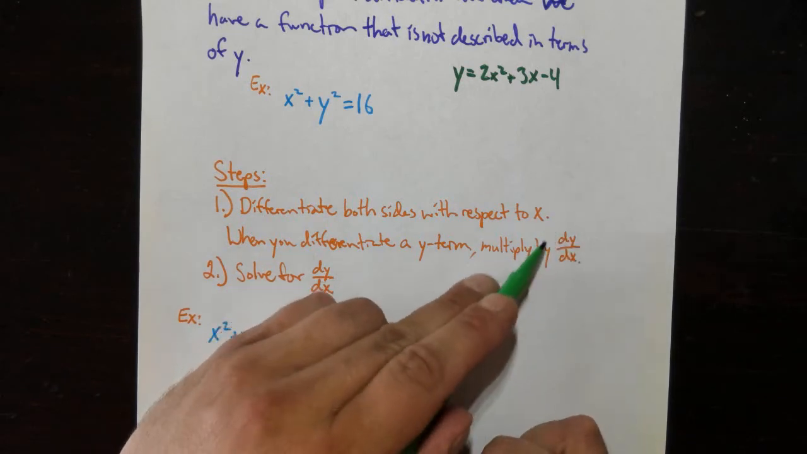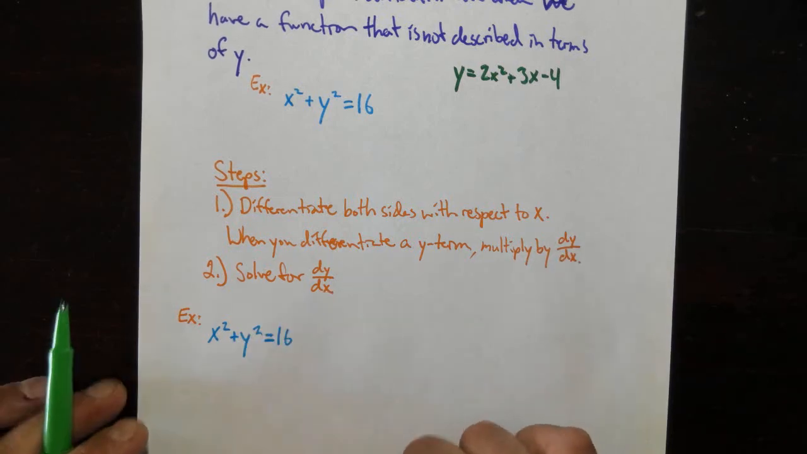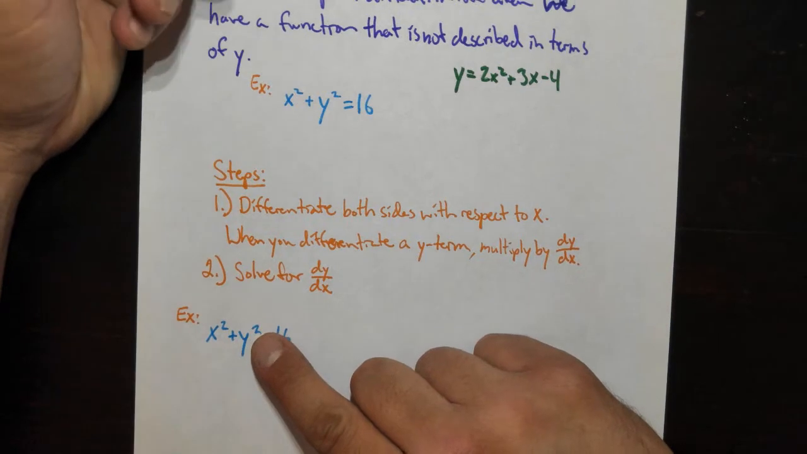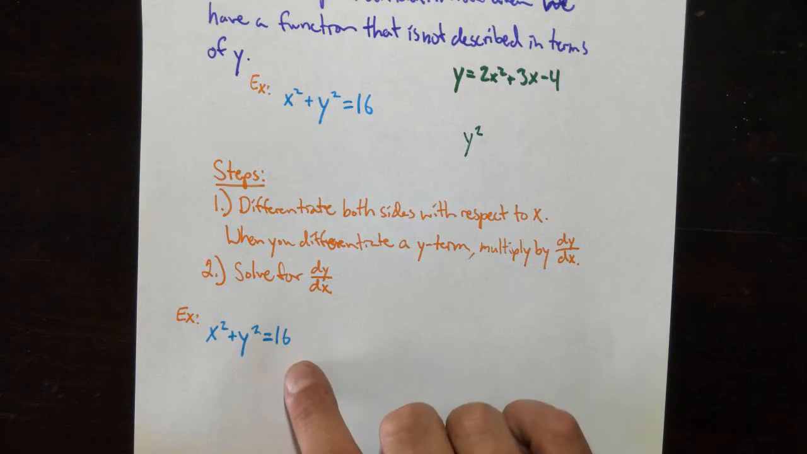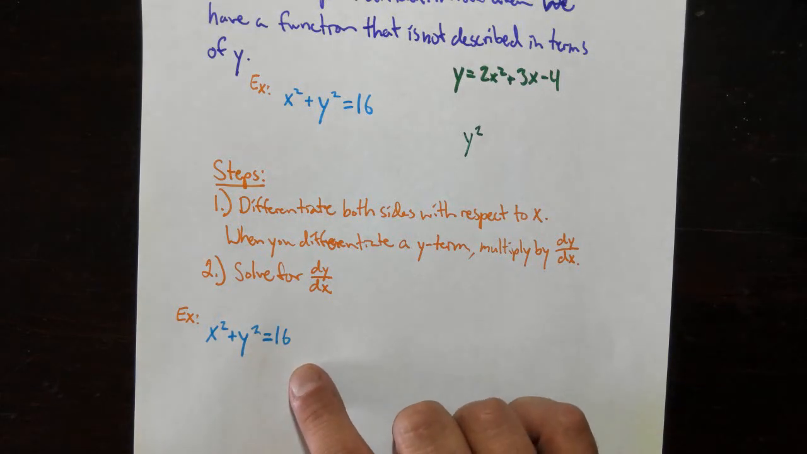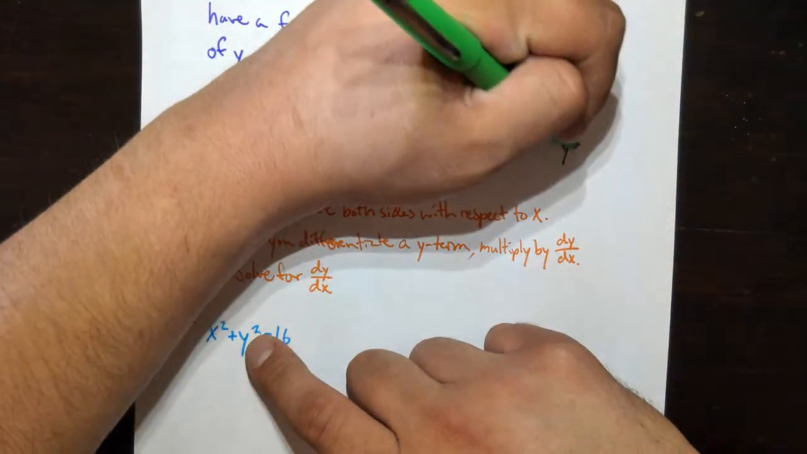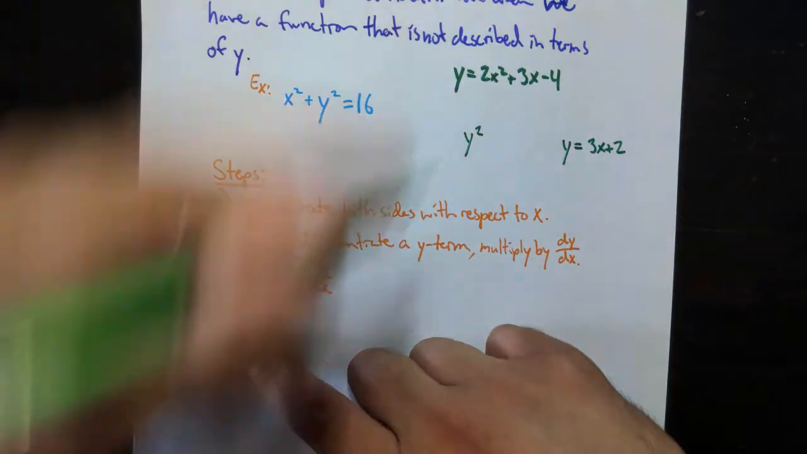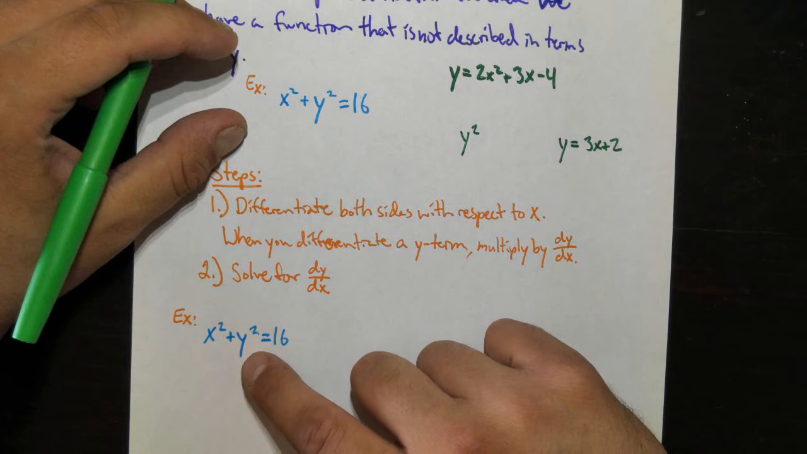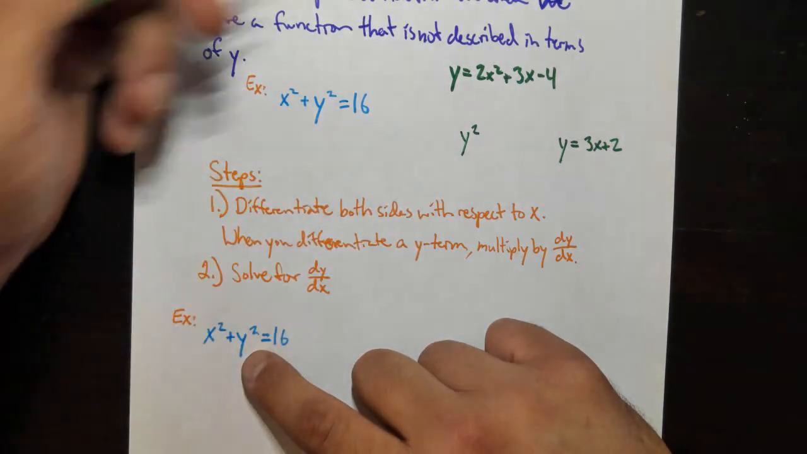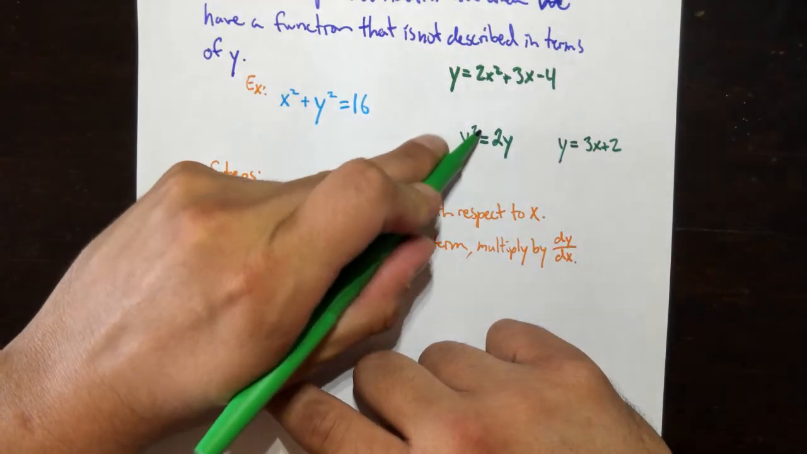But let's talk about why for a minute we have to multiply a y term by dy/dx. So let's take something like just y squared. Well, if we are differentiating with respect to x, think of y as something else. y could equal 3x plus 2, can't it? But we don't know what y equals right now. So when we differentiate, we need to differentiate the y. So it would be 2y, right? We just use the power rule.